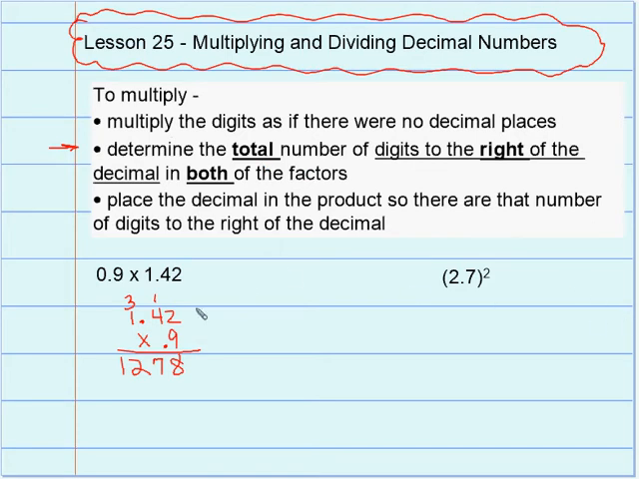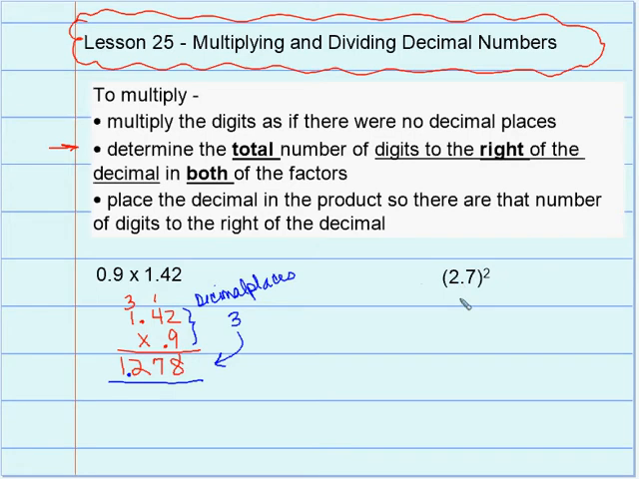So how many decimal places are in both of the factors? There are 1, 2, 3. So I need 3 in my answer, so I go 1, 2, 3, and that's where my decimal goes. My answer is 1 and 278 thousandths.